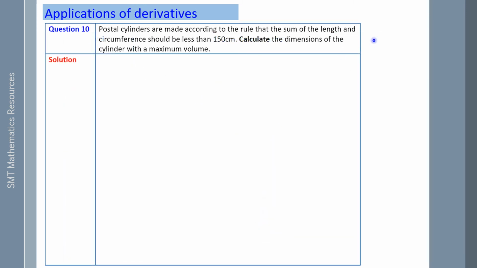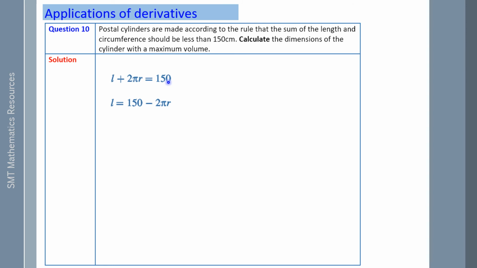Question 10 is an application question. Postal cylinders are made according to the rule that the sum of the length and circumference should be less than 150 centimeters. Calculate the dimensions of the cylinder with a maximum volume. So our length plus our circumference should be less than 150. So we'll evaluate this for being 150.